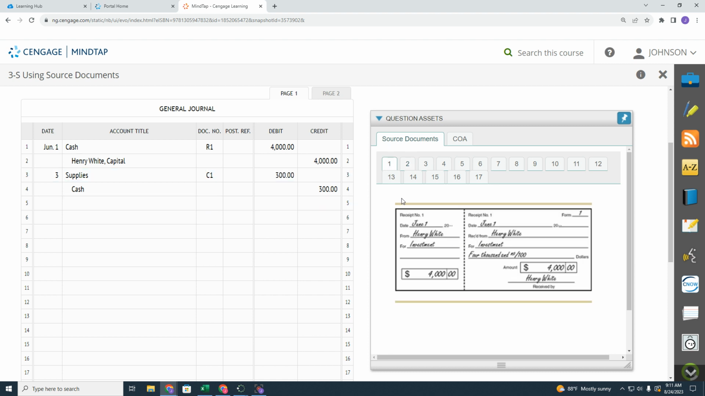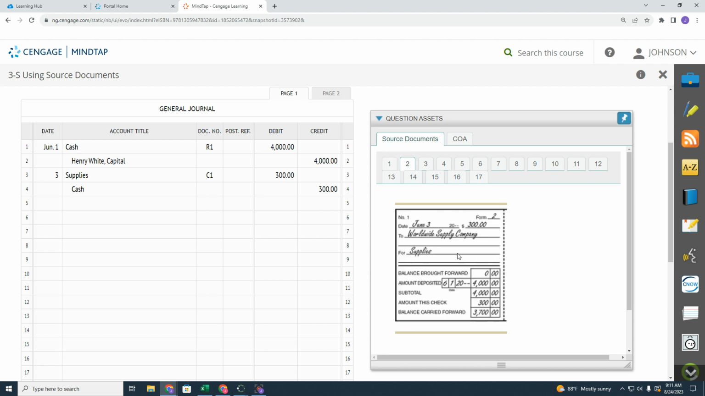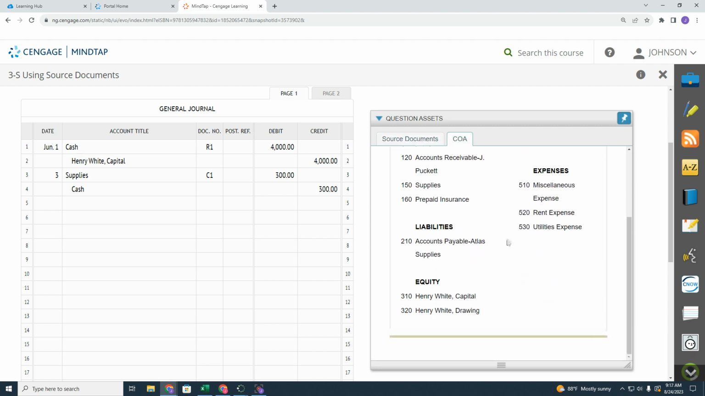All right, so now you've seen a receipt. That's when we've received cash. You've seen a check. That's when we've paid cash. Let's look at transaction number 3. Transaction number 3 looks like another check as well, and this one is for June rent. So the two accounts that are going to be affected here are cash and rent expense.